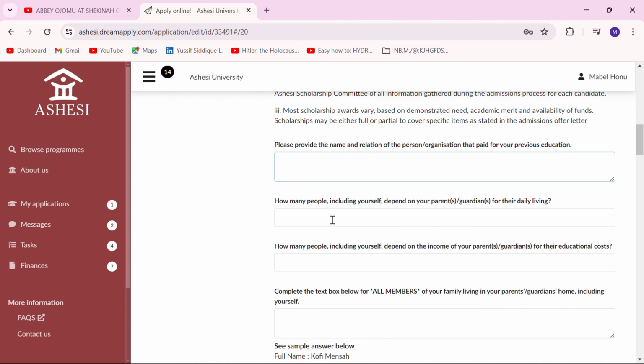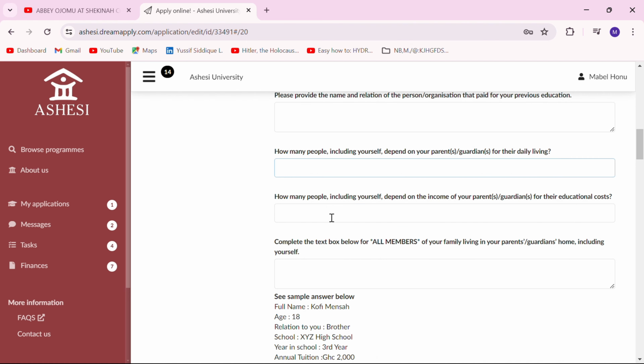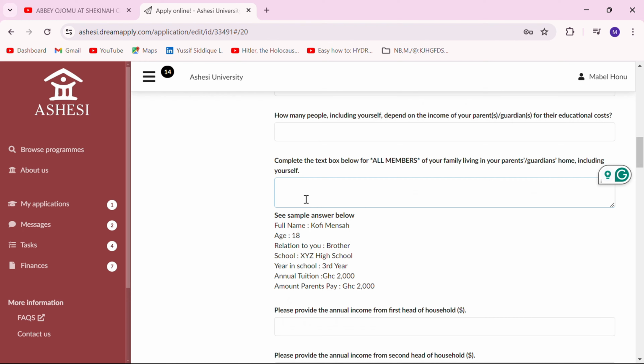Now, the next part has to do with the number of people who depend on your parents or your guardians. So, put here the number of people, including yourself, and then here the number of people who depend on your parents for their educational cost. And then in this very section, you put in the details of all the people who depend on your parents. So there's a sample here. You put in their name, the age, the relationship you have with them, if they're in school, the school they attend, their year in school, the amount that your parents contribute towards their tuition.